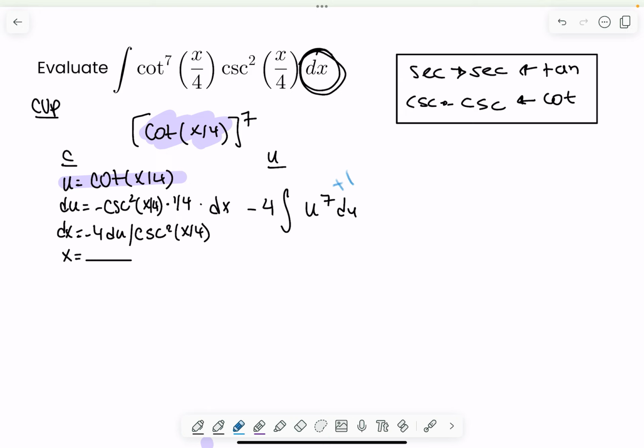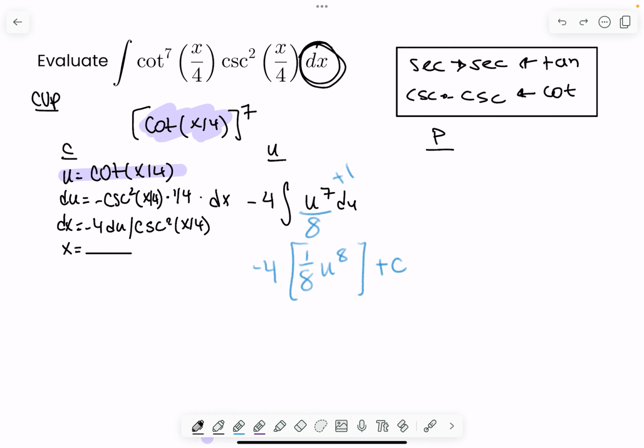So take the antiderivative: plus 1, it's going to be 8 divided by 8. Take out the 1 over 8. Pull it out. u to the 8, all being multiplied by negative 4, plus c because it's an indefinite integral. And then the P in CUP is plug u back in. And because we don't have definite u's, we don't have actual u's, we're just going to plug in the general u, whatever u could be. So we could also just distribute this negative 4 inside here, right? And so that's going to be negative 1/2. Okay, so we have negative 1/2, and then we're going to plug in our u, which is just cotangent x over 4 to the 8, plus c, and that is our answer here.